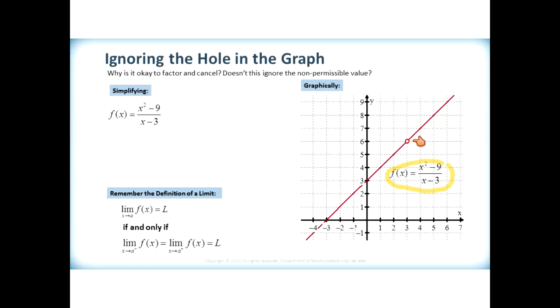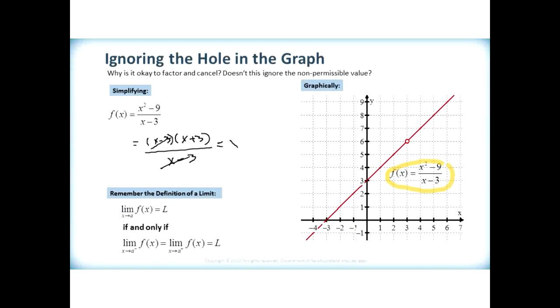Why is it that we're okay with that? Well, let's think about what all this means. If we go back over here and look at our equation for a second, and we simplify it like we did previously, x minus 3 times x plus 3, all divided by x minus 3, and then we reduce that.